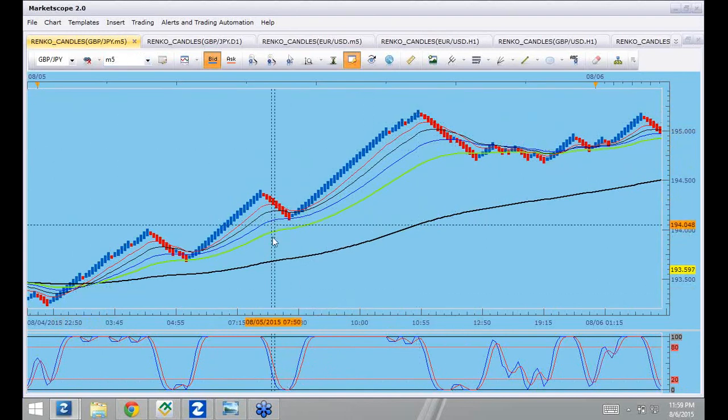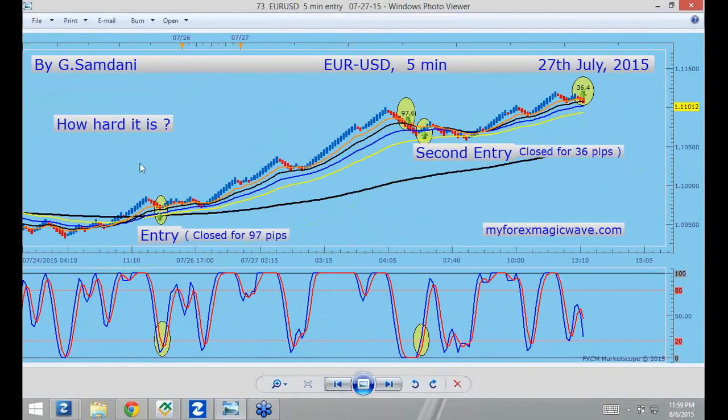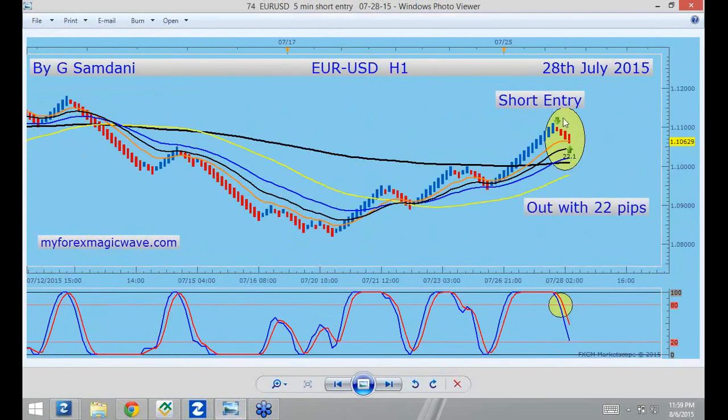Okay, let me show you how you take the trades, a few trades from the last week. This is how it is, okay? Let's say this is a C point, the turning point of a harmonic pattern. Or maybe at the finish, a D point, and then you have to go up. So you wait until it goes above the black line, which gives you a bullish setup like this, and take it here, 97 pip. Another dip, entry, 36 pip. Okay, and similarly, this is coming down, 22 pip.